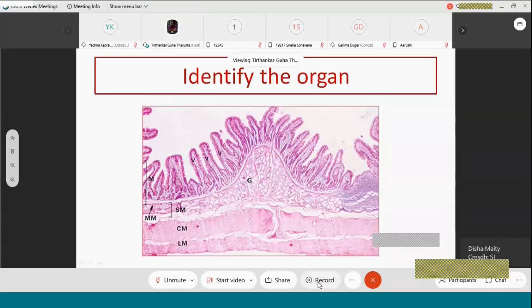Very good. This is the small intestine. You can see the prominent villi, below which there are submucous glands, also called the Brunner's glands, and below which there are two layers of smooth muscle. Now, I hope you can see the pointer that I am using. Can you identify this structure which is coming down like this? What is this structure?